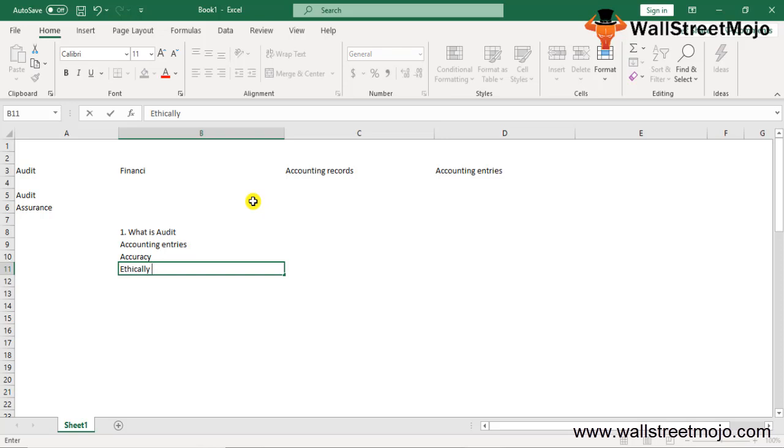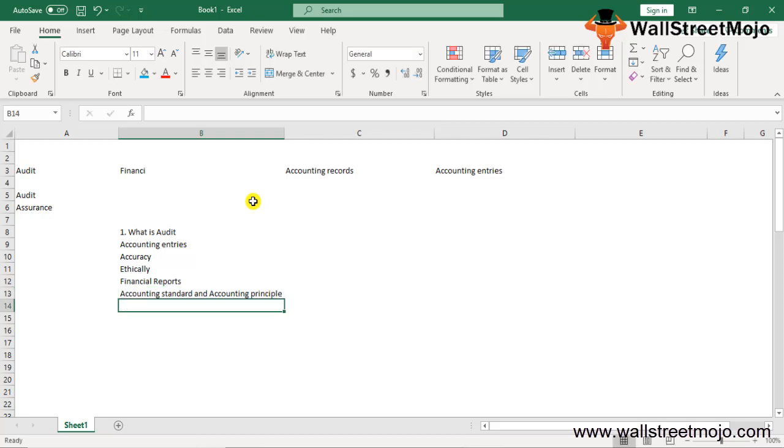It also checks whether the financial reports are as per the accounting standard and accounting principle. These are the two things that are taken into consideration. It also tells you about any misrepresentation in the financial records, any misuse of funds, any fraud, any dishonest activities done in the company or by the company.